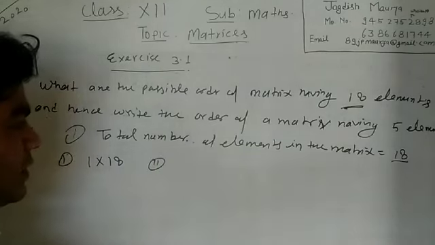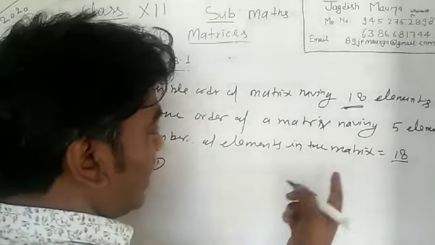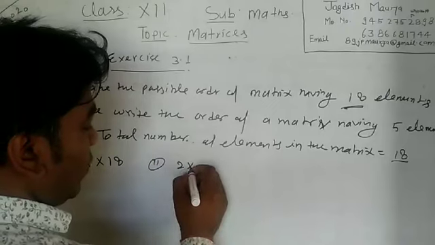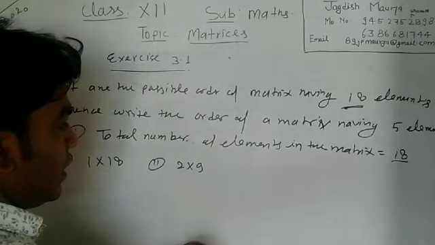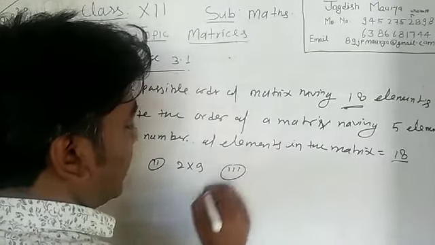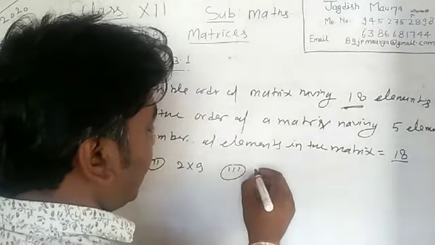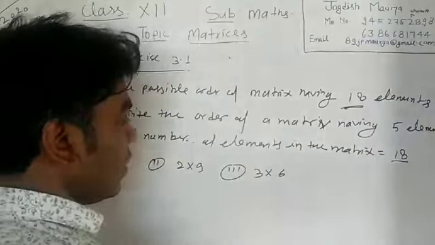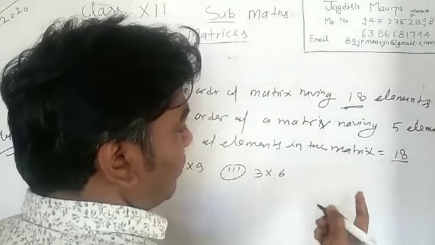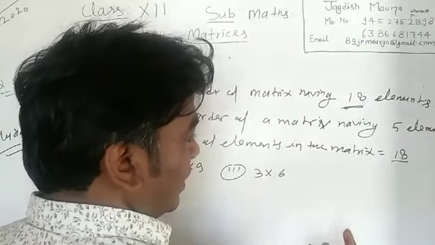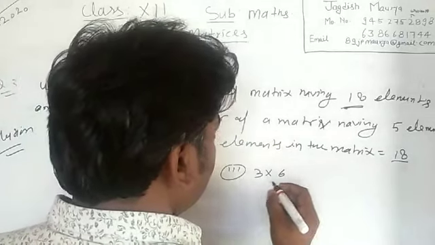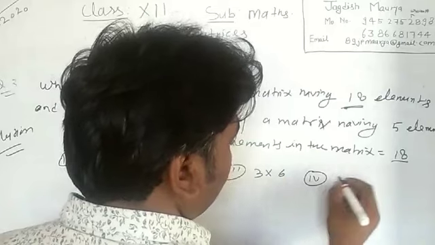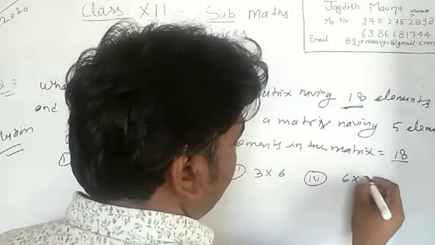Second possible order: since 2 also divides 18, the second possible order is 2 by 9. Third possible order: 3 divides 18, so 3 by 6. 4 does not divide 18, 5 does not divide 18, here 6 divides 18. So the fourth possible order is 6 into 3.